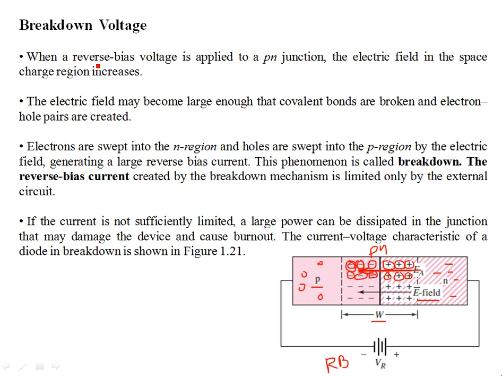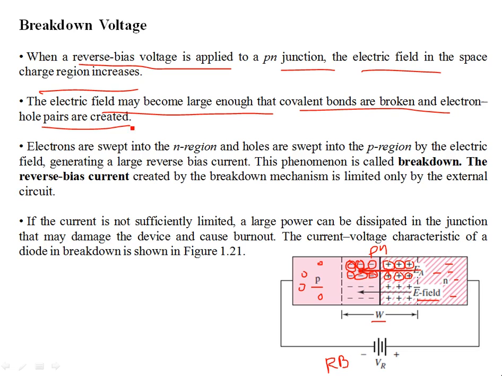Now, when a reverse bias voltage is applied to a PN junction, the electric field in the space charge region increases, due to the external applied source VR. The electric field may become large enough that the covalent bonds are broken and electron-hole pairs are created. Now, there are some minority carriers: in the p-type region you have electrons as the minority carriers, and in the n-type region you have holes as the minority carriers.